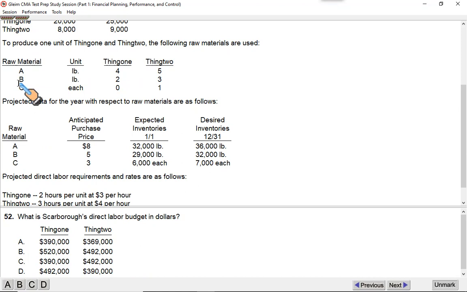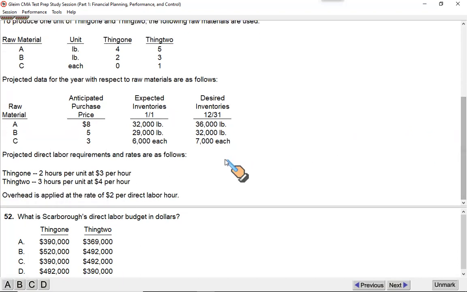These are the raw materials we use in production. Projected data for the year with respect to raw materials are as follows. The anticipated purchase price for ABC is given. Expected inventories for ABC, opening is these and closing are these. Fine. What are we required to do further here? Projected direct labor requirements and rates are as follows. 2 hours of labor are needed at the rate of 3 each for Thing 1, and 3 hours of labor are needed at the rate of $4 per labor hour.